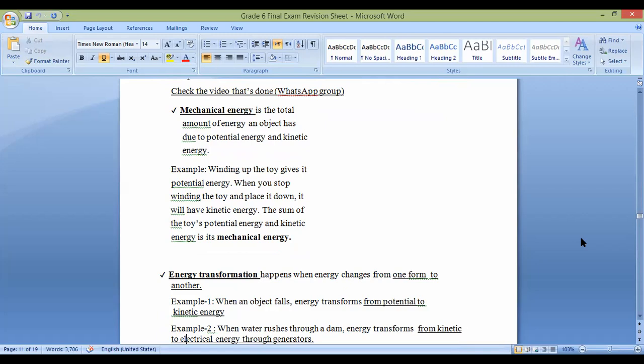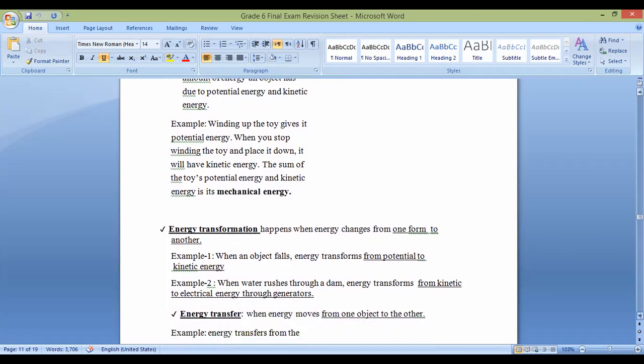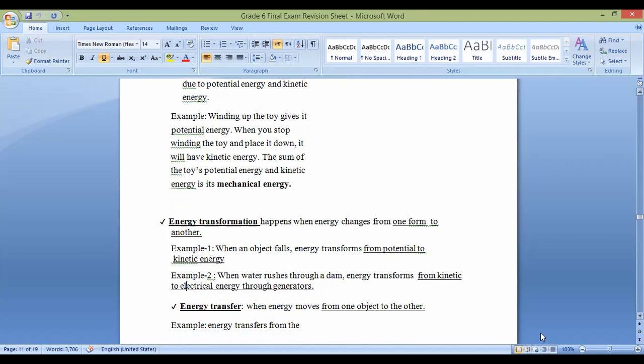If you wind up the toy, it gives it potential energy. When you stop winding the toy and place it down, it will have kinetic energy. The sum of the toy's potential energy and kinetic energy is its mechanical energy. Clear? Yeah, clear. Now, energy transformation happens when energy changes from one form to another.